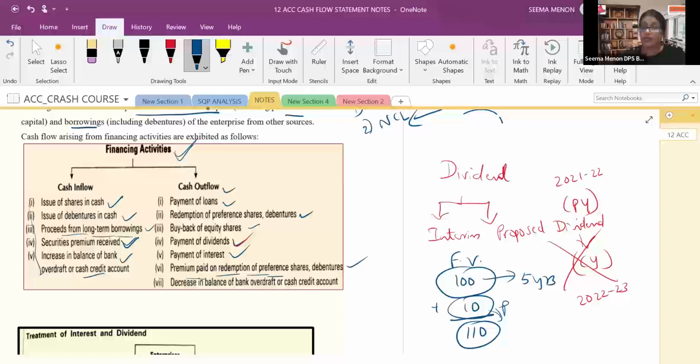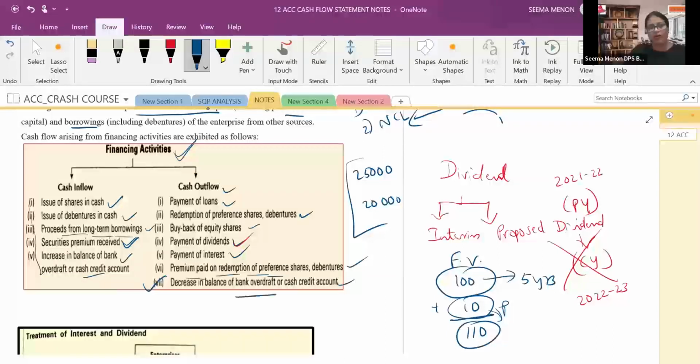Next one is decrease in the balance of bank overdraft or cash credit. Last year, in the beginning, the bank overdraft balance was 25,000, right? And the end balance is only 20,000. So there is a reduction. Reduction means we paid our bank overdraft. We paid our short-term loan, that is cash credit. So there is an outflow of ₹5,000. That is also to be considered in the bank overdraft.